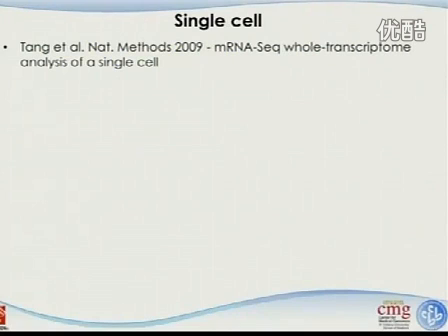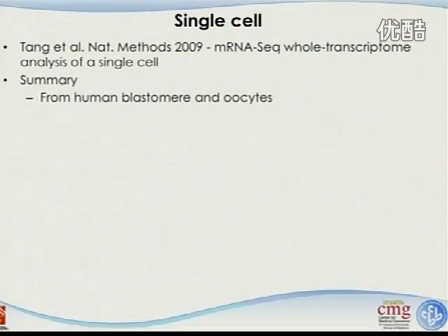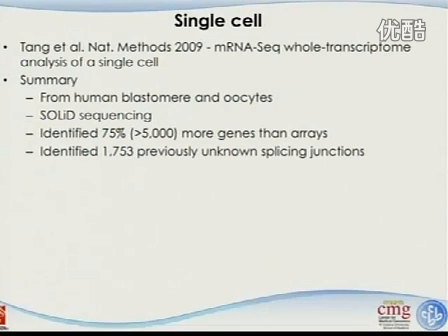Okay. The next study I want to introduce a little bit is the single-cell approach, and this was published in Nature Methods in 2009. It's mRNA sequencing whole transcriptome analysis at a single cell. And what they did is they took one human blood smear and oocytes, okay, one cell. And they used SOLiD protocols. They identified over 75%, over 5,000 more genes than using microarrays.